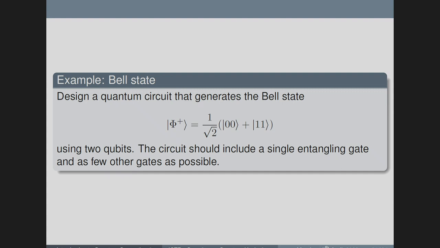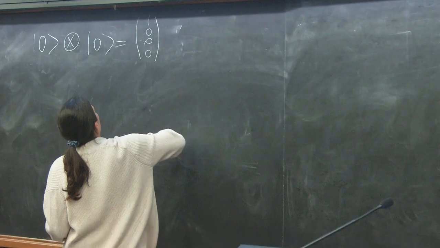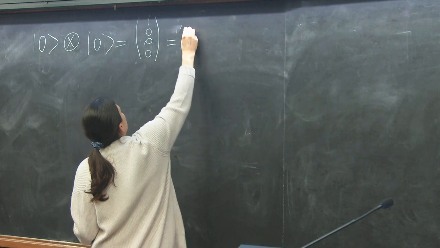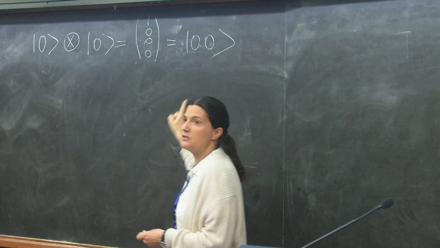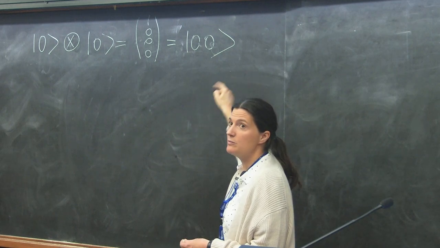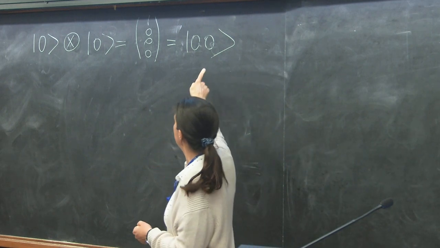In this case, what I want to do, right? What I haven't told you yet, maybe I should go back. So now you have the tensor product of zero, right? That gives you 1, 0, 0, 0, or you can write this as 0, 0, right? So this is your tensor product. You have two qubits, and you put them in a combined state with the tensor product.